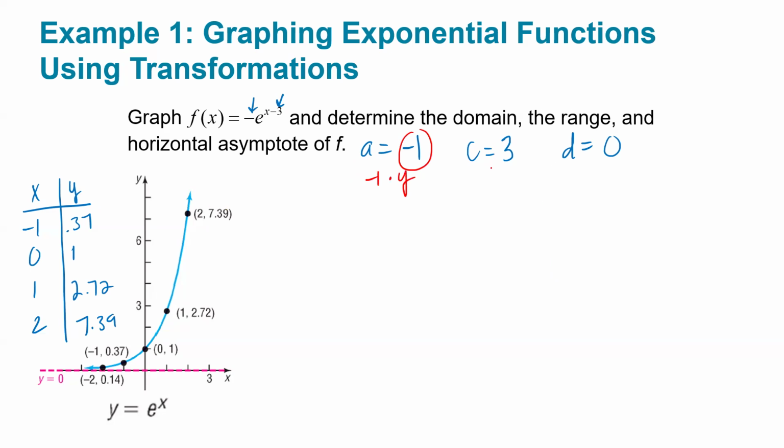Our C affects our left and our right. So that means we're taking whatever C is and we're going to add it to our X. So our X is going to be plus 3 because we need it to go to the right. And then our D equals 0. Our D equals 0 lets us know what our horizontal asymptote is. We normally would go up or down, but we don't need to. But we know that our horizontal asymptote is at y equals 0. That is our boundary line.